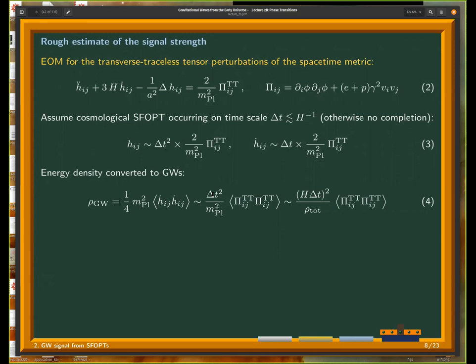Just before going to next, would you remind me in equation two? Yes. I suppose this pi is pi tt. Yes. This E and P, are they independent from phi, or do they include the contribution from phi?